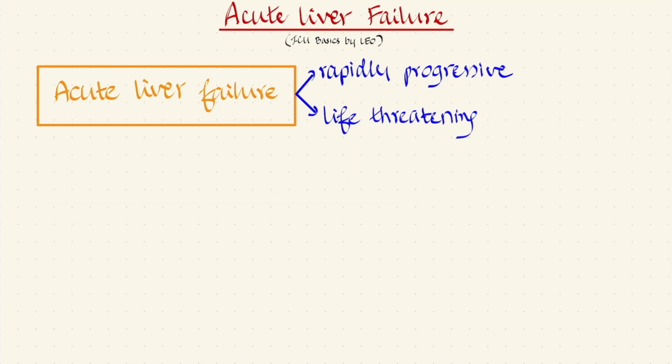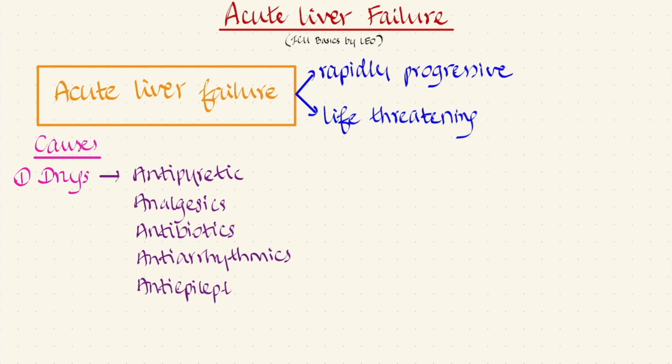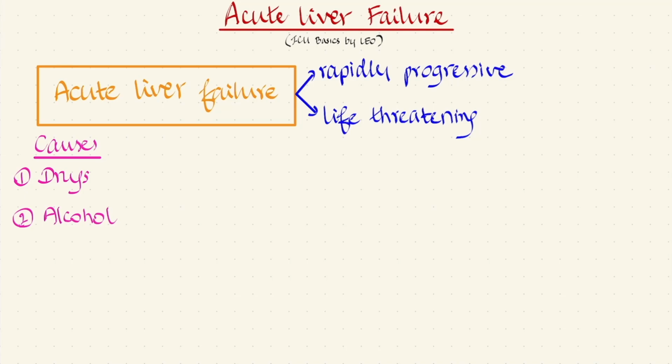Now, I would like to discuss causes of acute liver failure. Drug-induced liver failure is mainly caused by paracetamol, NSAIDs, antibiotics, antiarrhythmics, for instance amiodarone, antiepileptics, for example sodium valproate and phenytoin, antituberculous drugs such as rifampicin and isoniazid, and recreational drugs like ecstasy and cocaine. Among these, paracetamol toxicity is probably the most common cause of acute liver failure in the UK. Alcohol excess could initially cause fatty liver and eventually liver failure.